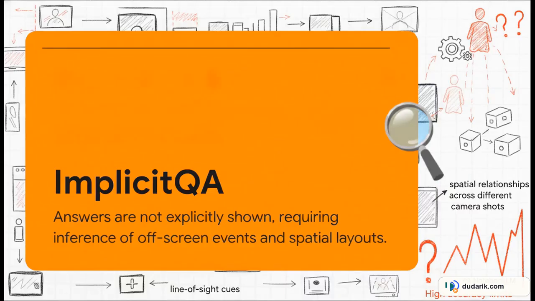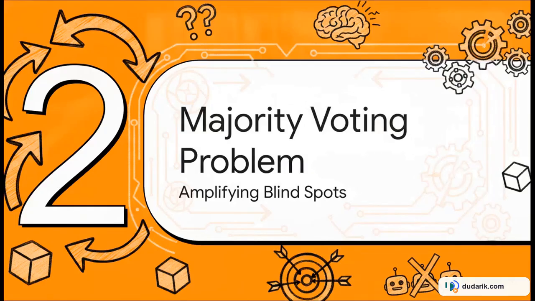To really see this, we need to look at the CVPR 2026 challenge benchmark, known as Implicit QA. Now, why is this specific challenge so incredibly difficult? Well, because the correct answer is never, ever explicitly shown in the video frames. The model can't just hunt for a pixel that gives the answer away. Instead, it has to reason deeply about off-screen events, figure out line-of-sight cues, understand causal structures, and literally map out spatial layouts across entirely different camera shots. On this benchmark, even the absolute best video LLMs are gasping for air right at the edge of their accuracy limits.